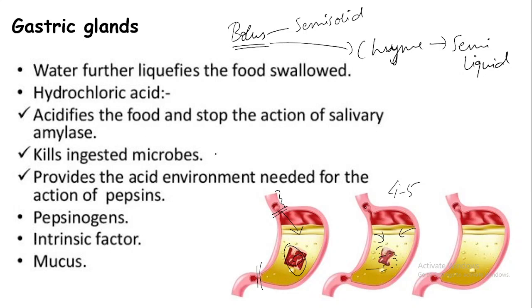Next, it kills ingested microbes. In case some microbes have escaped the lysozyme produced in the buccal cavity, those are all killed in the stomach because of the hyperactivity of hydrochloric acid. Then it provides the acid environment needed for the action of pepsins. Remember, pepsinogen is an inactive enzyme which is converted into the active enzyme called pepsin in the presence of HCl. Without HCl, the conversion does not take place, and the enzymes that are supposed to act on the protein part of food will not act.